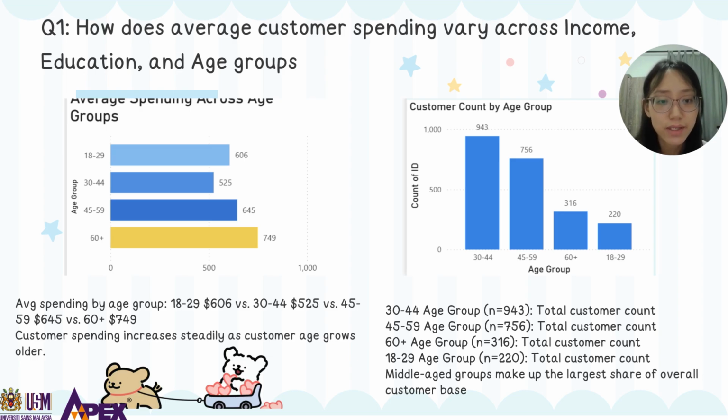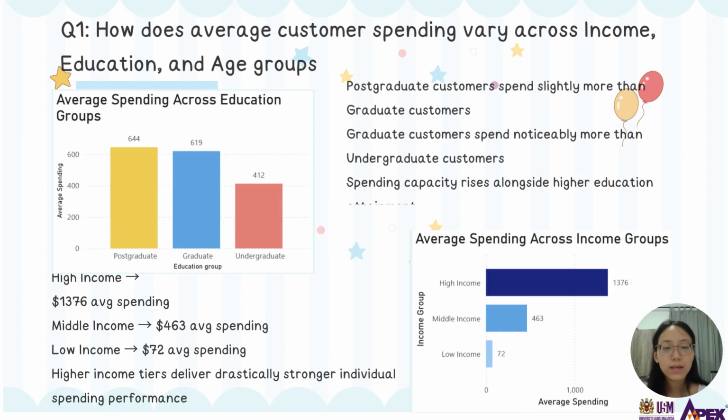We can see customers aged 60 and above have the highest spending. Despite their small population, they form a high-value target group. By education group, postgraduate customers record the highest average spending at $644, followed closely by graduates at $619, while undergraduates average $412. Although the gap between postgraduate and graduate customers is relatively small, both groups spend substantially more than undergraduates.